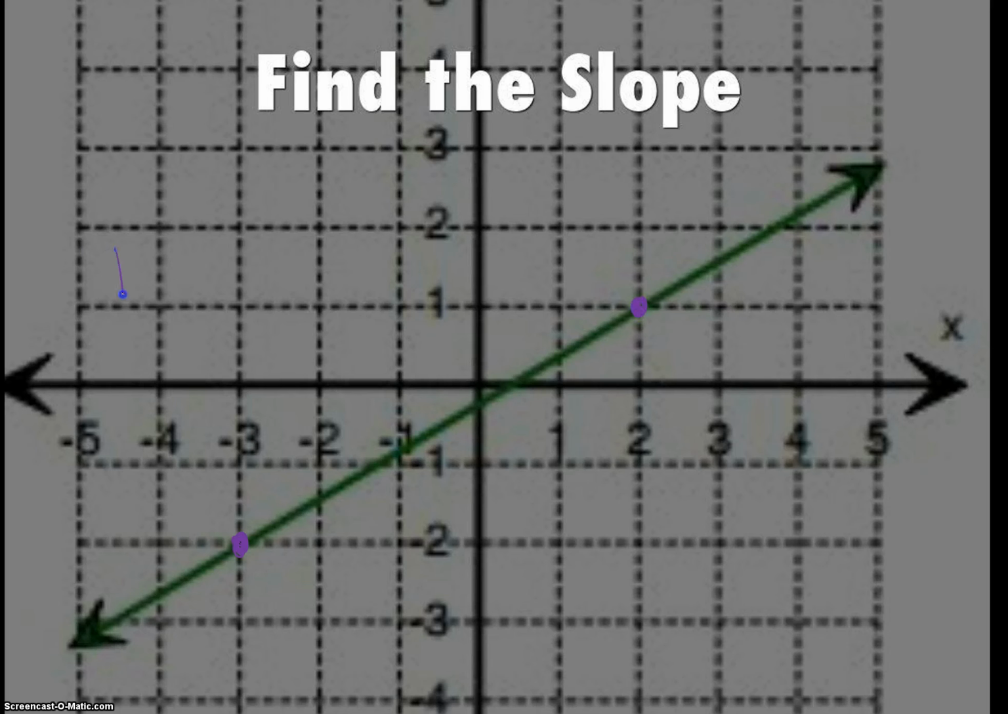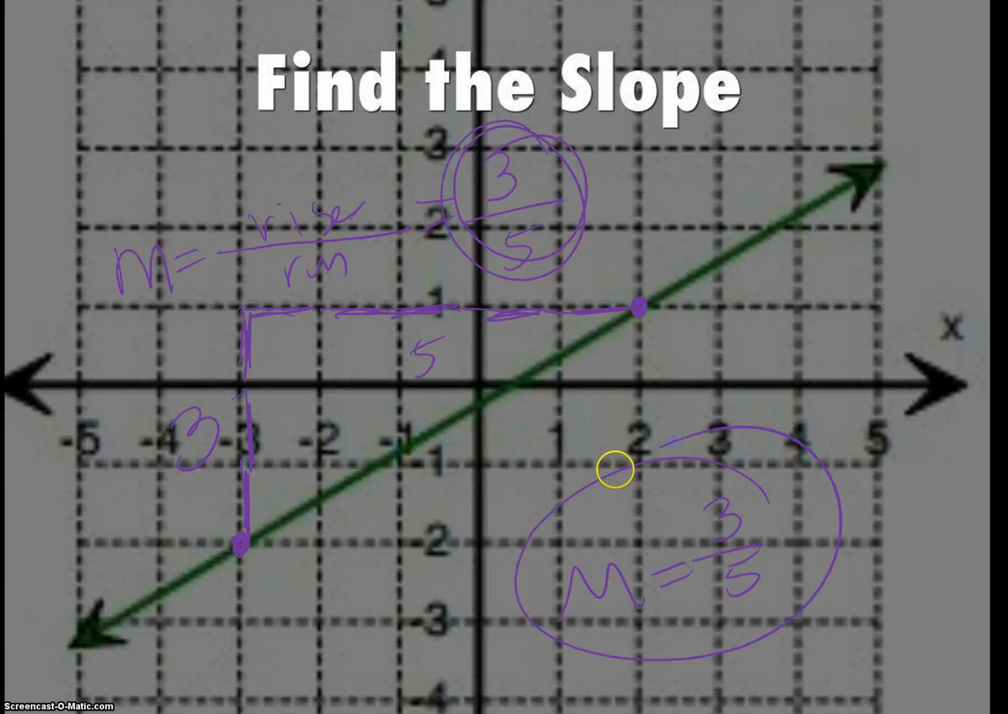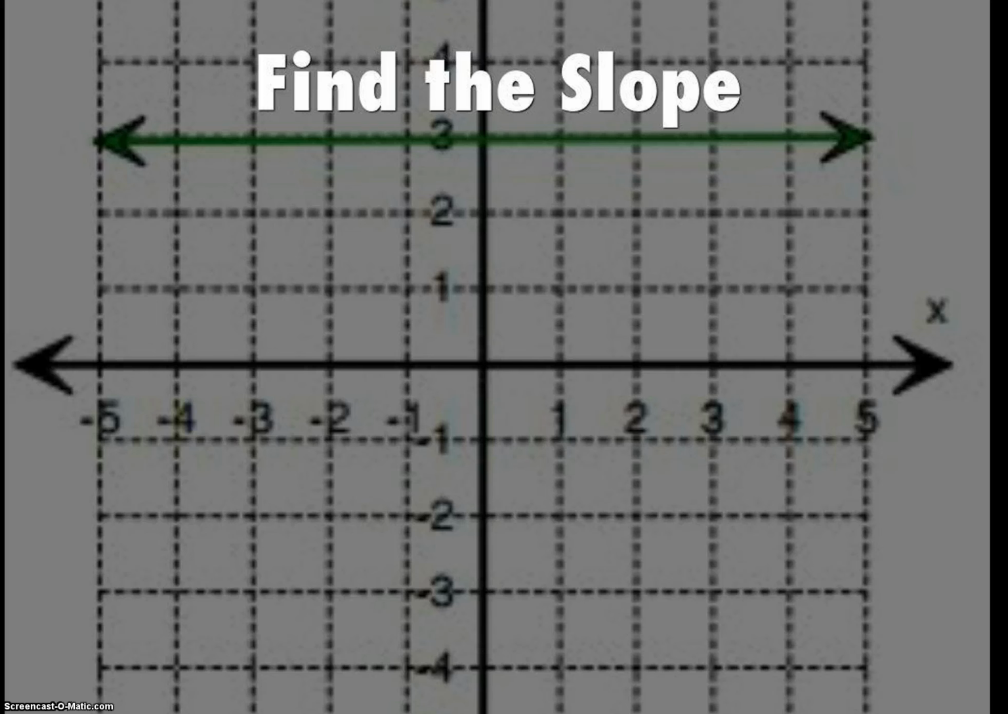So to find my slope, m equals rise over run. So first I want to rise. 1, 2, 3 units, so my rise is 3. My run, 1, 2, 3, 4, 5. So I ran 5. This is already reduced, so my final answer, my slope, is 3/5. That's it. Let's find the next one.